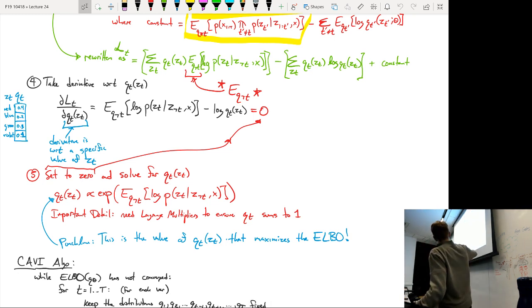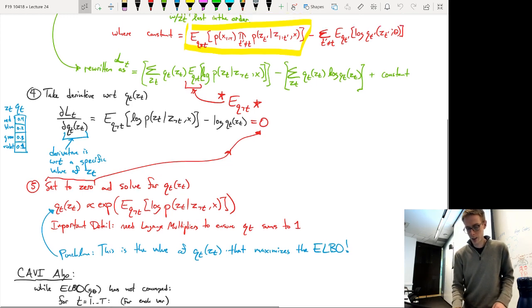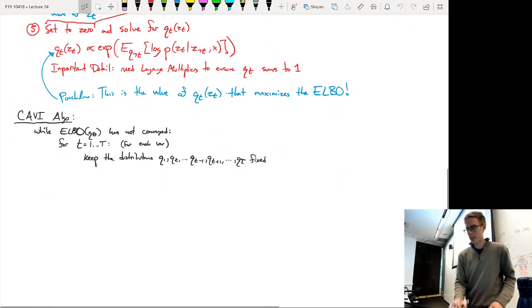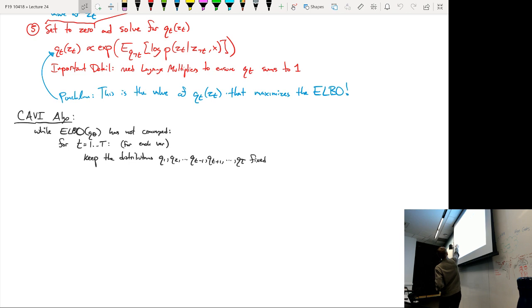Okay. So those are distributions, right? Unlike Gibbs sampling, we actually have these tiny little distributions over the variables. And what we're saying is then update Qt to be proportional to this rule.